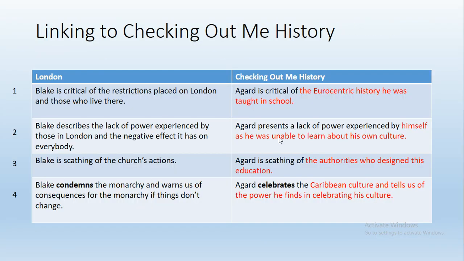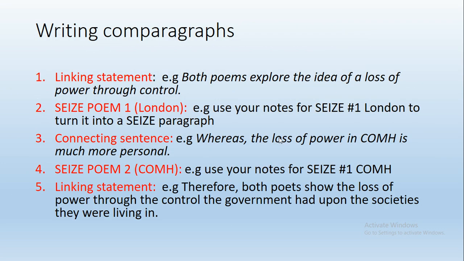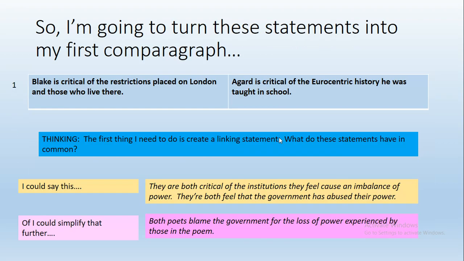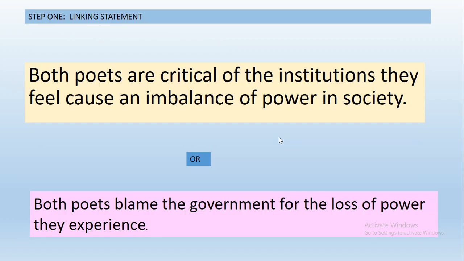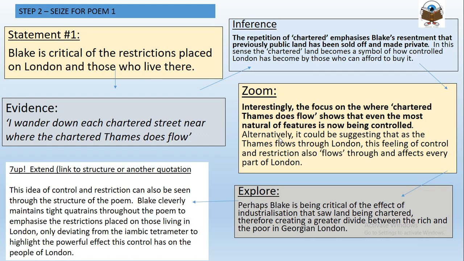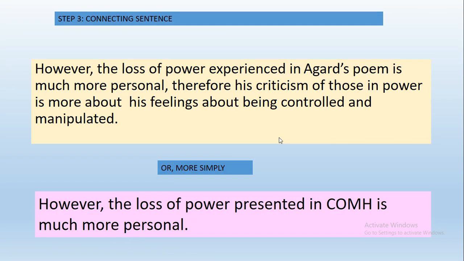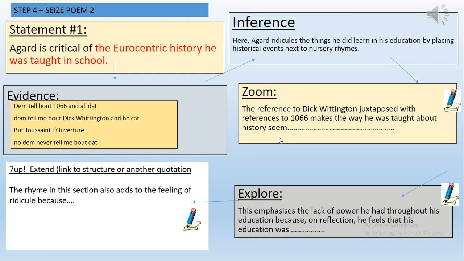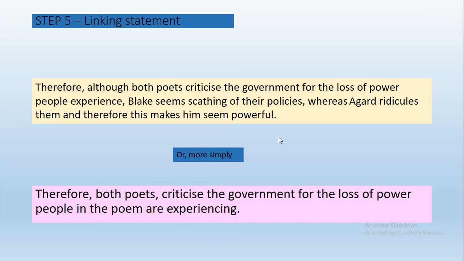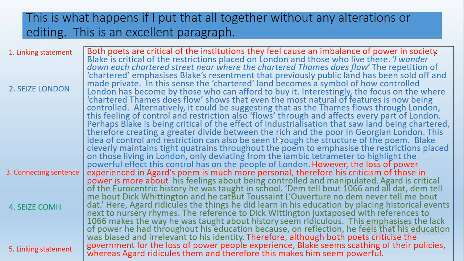So remember, go all the way back. Where is it? They're the 5 steps to put my comparagraph together. These are the things you've already done. So we need to make our linking statement. Then our C's for London for that statement. Our connection to checking out my history. Our C's for checking out my history for that statement. And then a summary that begins therefore to link them back together again. So that's what it turns into if I don't edit it. So all of that put together from that PowerPoint looks like that.